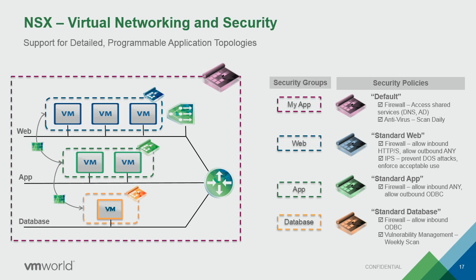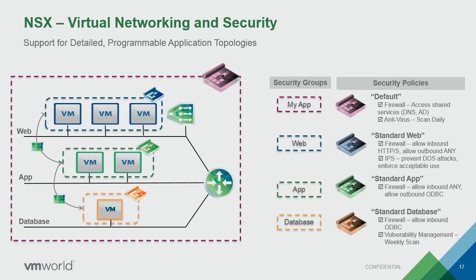So there's between tier protection. So you might only allow from the app tier to the database tier the port and protocol required to make MySQL work or SQL Server or whatever your database application is. So some examples of what might be allowed to each of these tiers, both on an inbound and outbound basis.